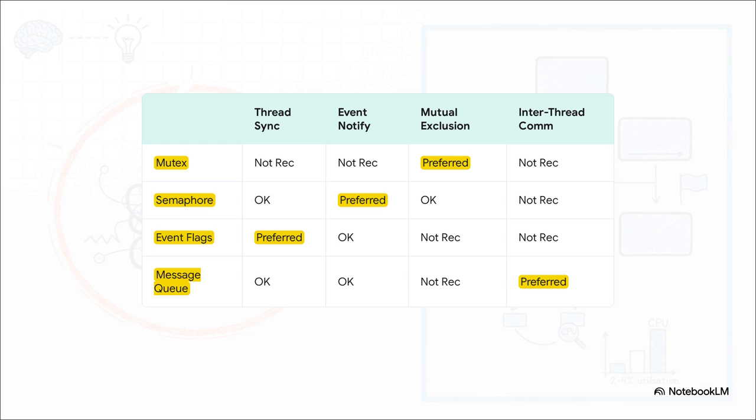And for actually sending data between tasks, look at inter-thread communication. The message queue is the clear winner. The big takeaway is to always match the problem to the preferred tool. It'll save you from so many headaches.